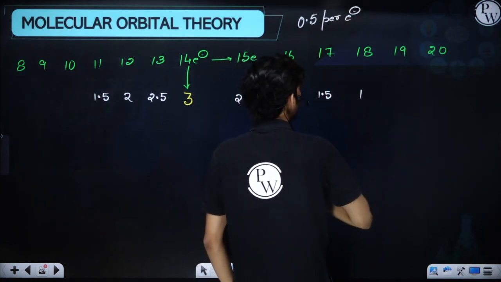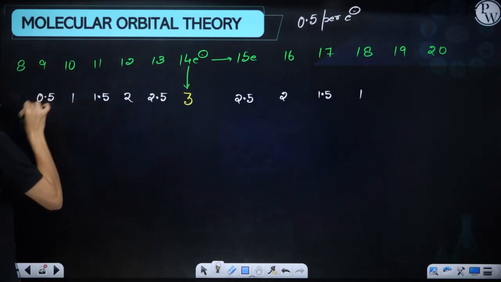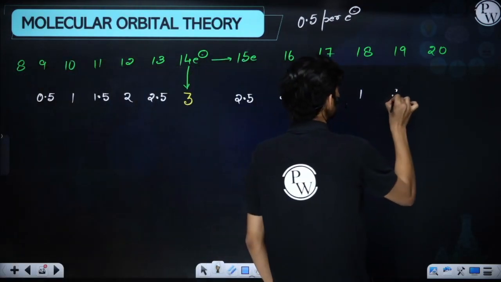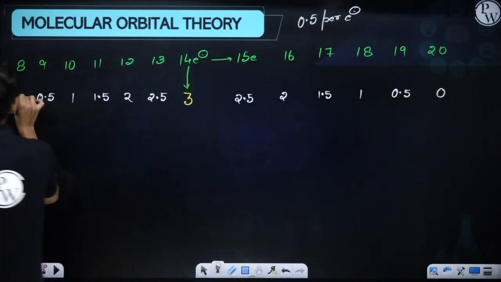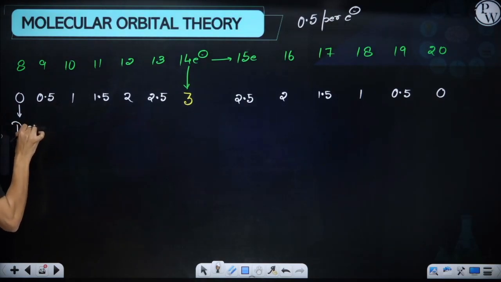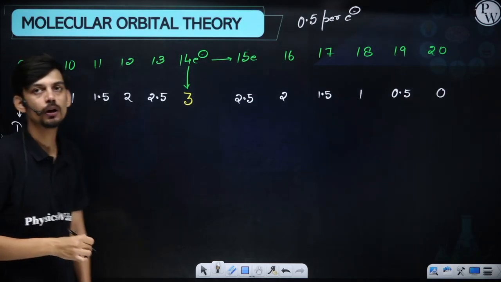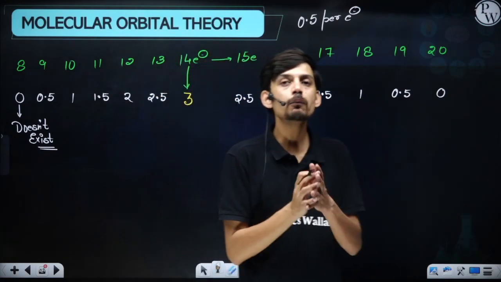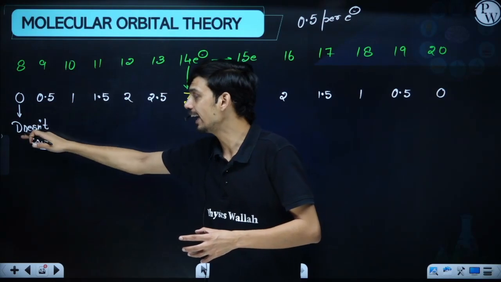For 18, we will have bond order 1. For 10, we will have bond order 1. For 9, we will have 0.5. For 19, we will have 0.5. For 20, we will move to 0. For 8, we will move to 0. That is, this molecule doesn't exist. This molecule doesn't exist because there is no formation of the bond. So any molecule having a total of 8 electron will not exist.